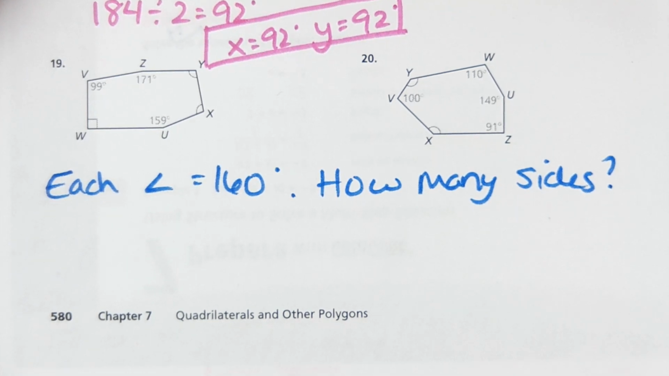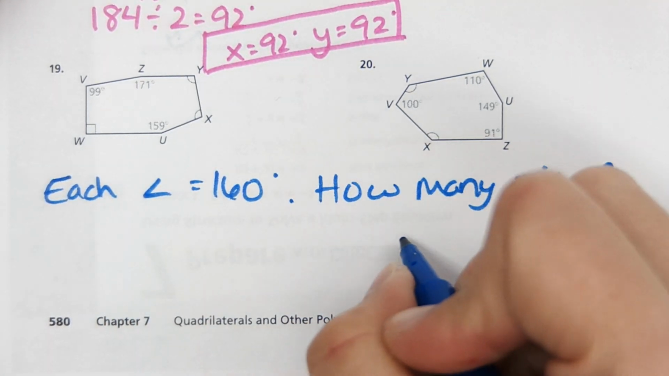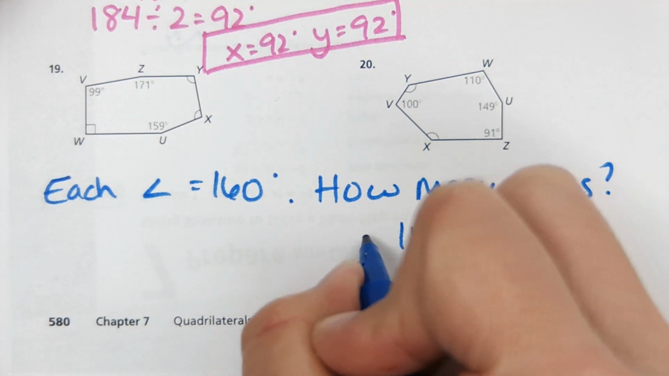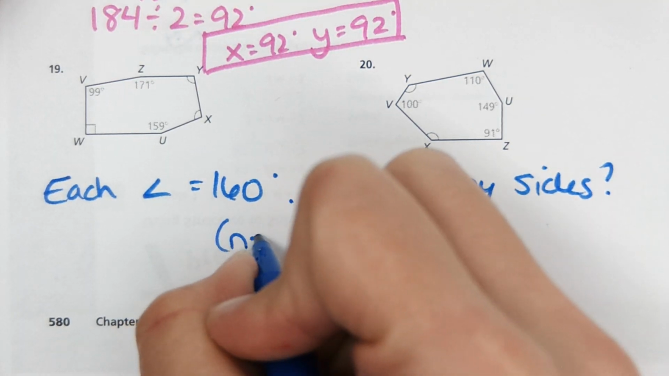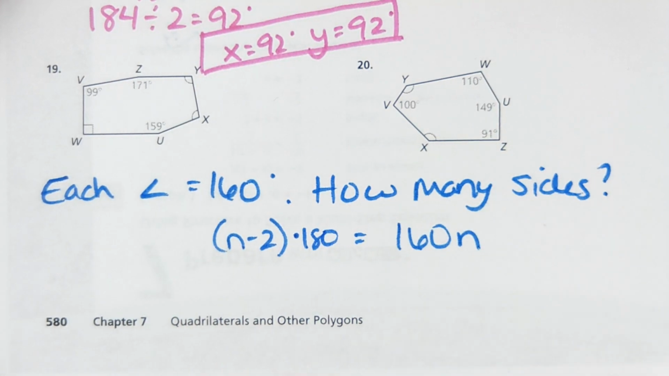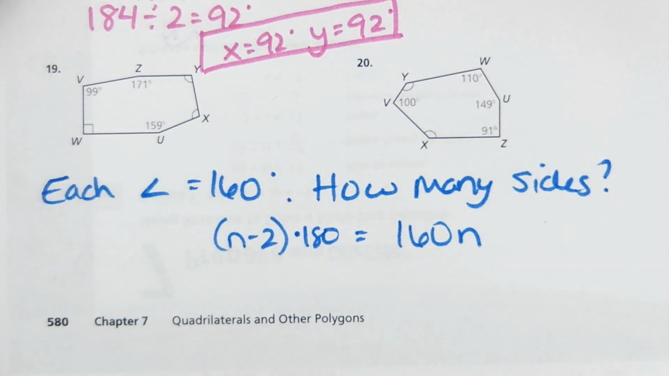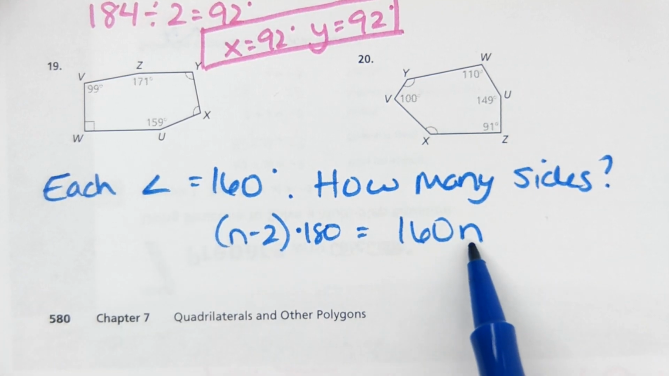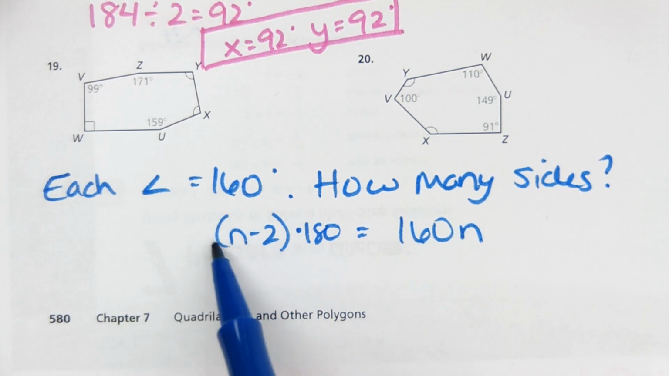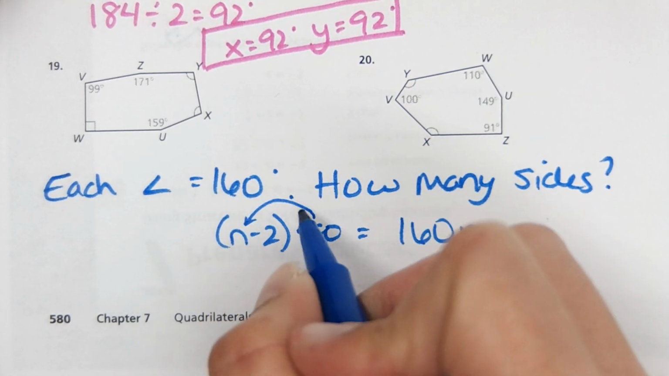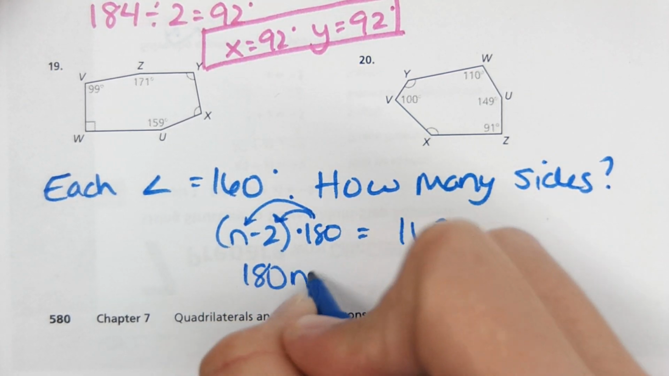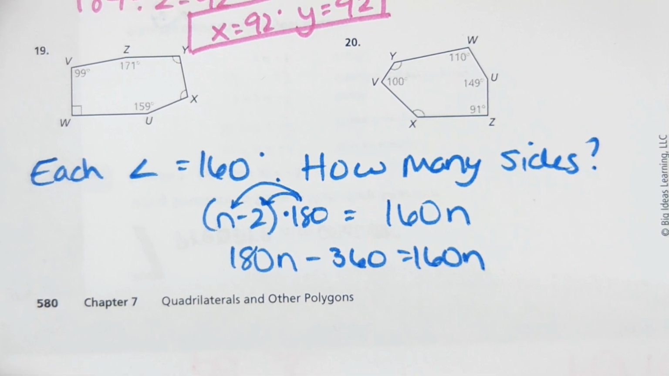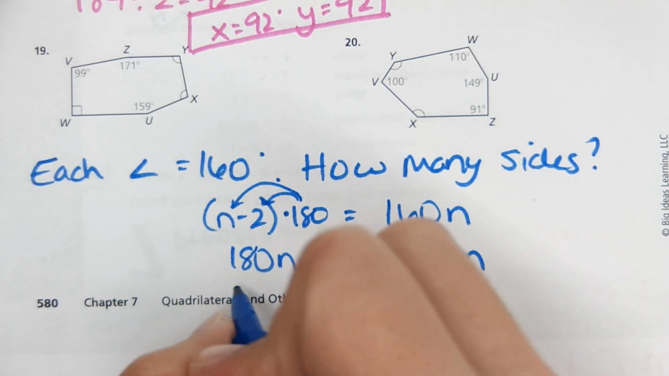So to find this out, if we do 160 times the number of angles, that would be the sum of all the angles in the polygon, right? And then we can put that equal to the equation for the sum of all the angles in the polygon and solve for n. Saying each angle is 160, and multiplying that by the number of angles would give you the sum of all of them, and that would equal the sum of all the angles. So then from here, we would distribute the 180. Going to get this over here.